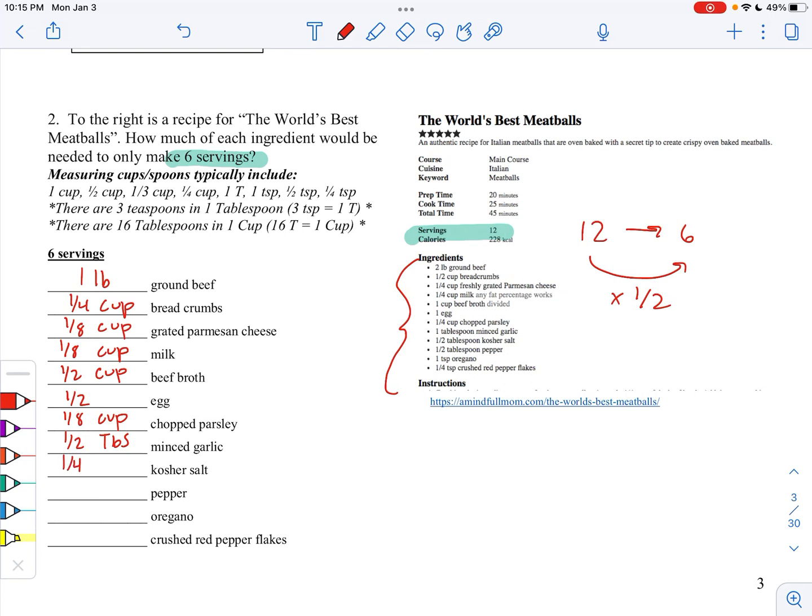1/4 tablespoon of kosher salt, 1/4 tablespoon of pepper, and 1/2 teaspoon of oregano, and 1/8 a teaspoon of crushed red pepper flakes. So our idea here is that we have all of these ingredients, and we're either scaling them up or scaling them down to make more or less than the recipe calls for.